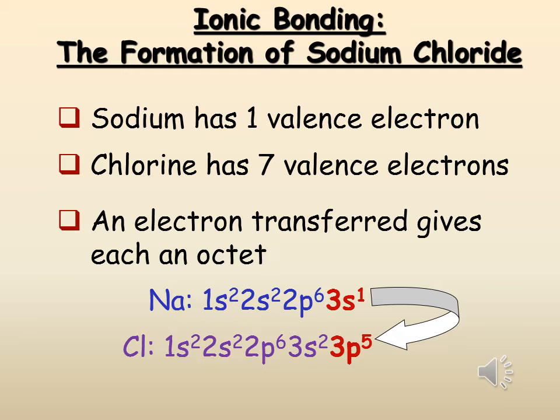So this is an example of the bonding of sodium chloride. In the case of sodium, you have one valence electron, and if it loses one valence electron, it'll look like neon. In the case of chlorine, it has 7 valence electrons, and if it gains one electron, it will look like argon. So sodium and chlorine fit nicely together. The sodium atom will give one electron to the chlorine atom, and everybody will be happy.